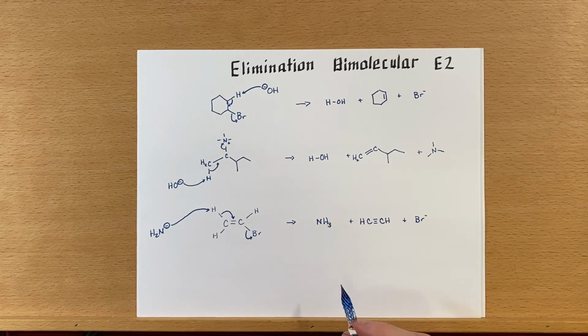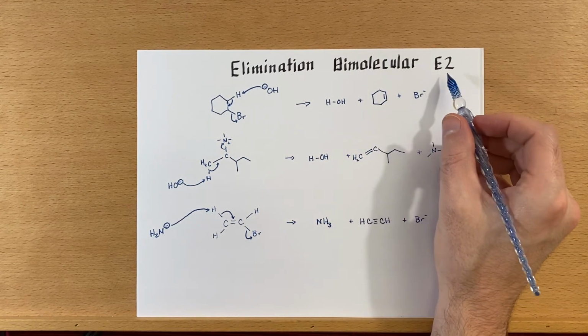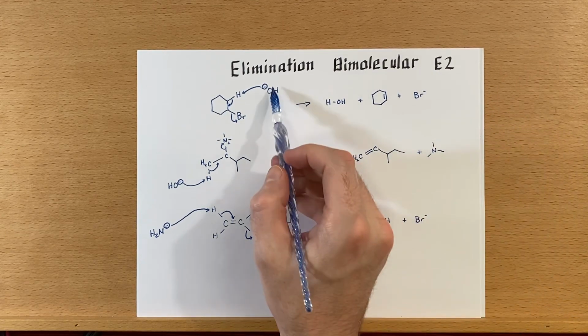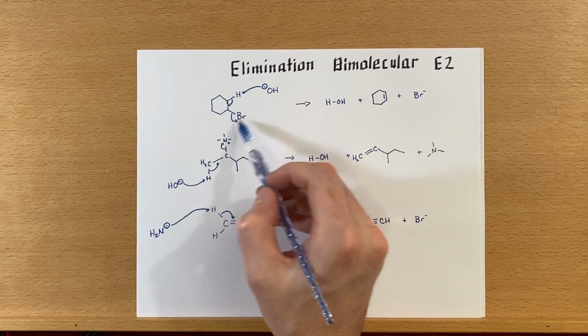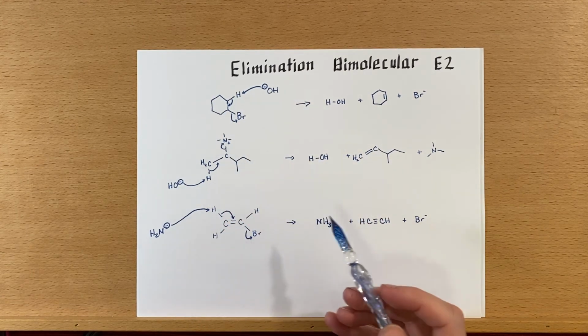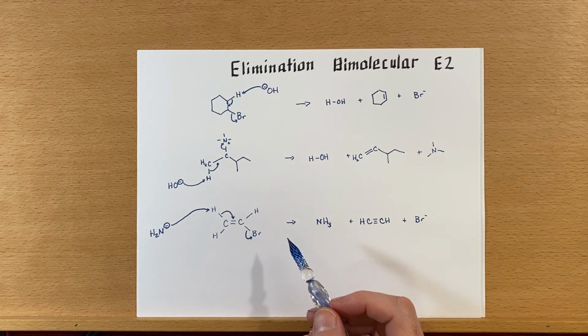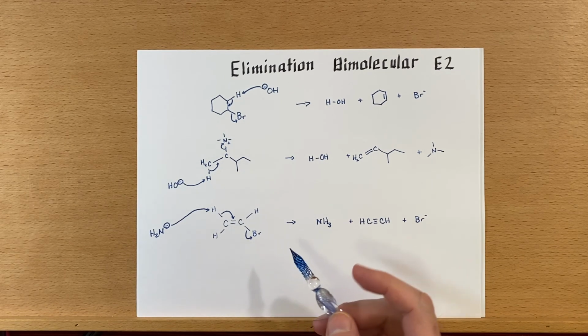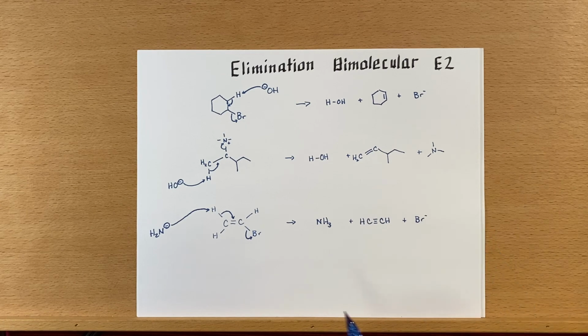So this is an elimination bimolecular, or E2. Elimination, 2 molecules coming together. Here's the first molecule, here's the other one. There's also elimination unimolecular, or E1, but it has several different steps in the mechanism, which are made up of some of the other little pieces that we're talking about in this series. We'll get to the other kinds of reactions later.